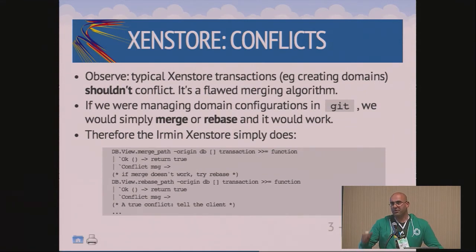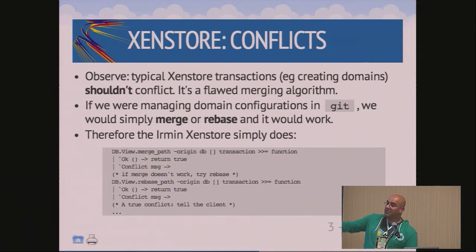So if we were hypothetically, for example, managing these domain configurations in Git, we already have a set of operations we use in source code to deal with exactly this situation. We have the merge operations and the rebase operations to replay a set of operations as if there was no merge point.